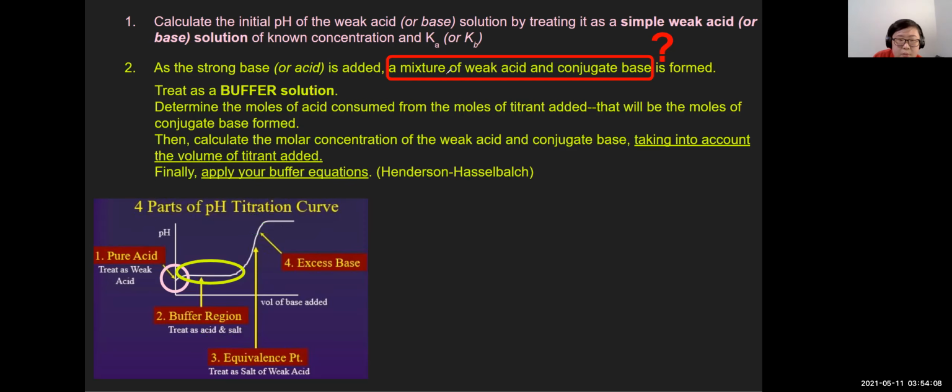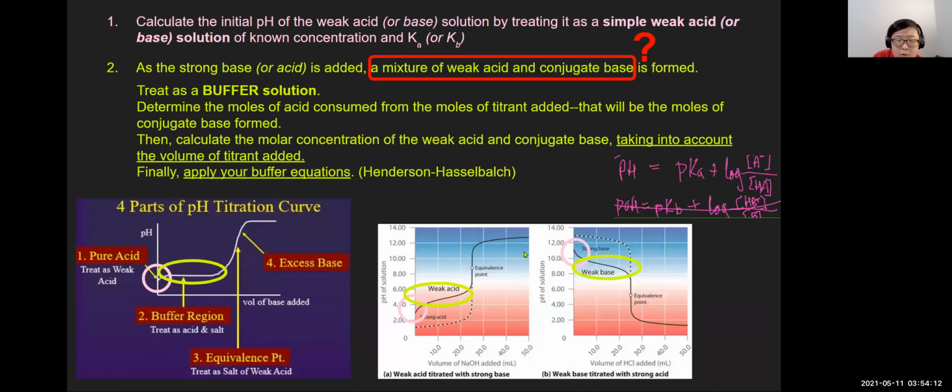Okay, so I hope that helped. And so the third part, you're going to use that expression, and you can see here it's the same thing. You treat it as a weak base solution for the weak base titrated with strong acid, and as you add acid, you're shifting the equilibrium left, and because you shift the equilibrium left, you're getting more of the undissociated acid. And so as you get more of the undissociated acid, you're in the buffering zone, and then you hit the equivalence point and then go down.